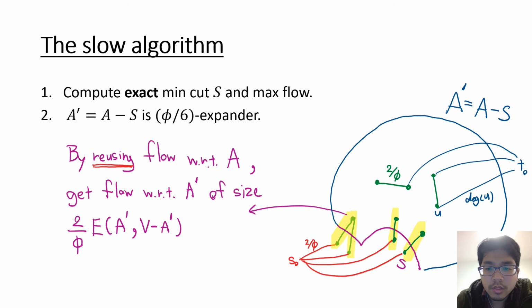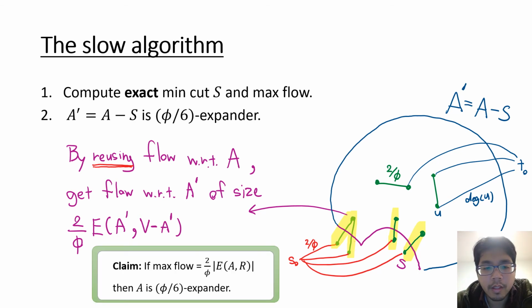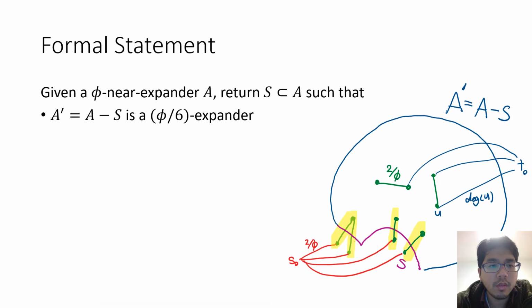Okay, so now just by reusing the flow that we computed for the problem with respect to A, we get a flow with respect to A prime that has size exactly 2/5 times the number of cut edges. So this immediately gives us, just by applying the claim that we made, but this is a claim for A prime instead, that A prime will be an expander. So we are done, right?